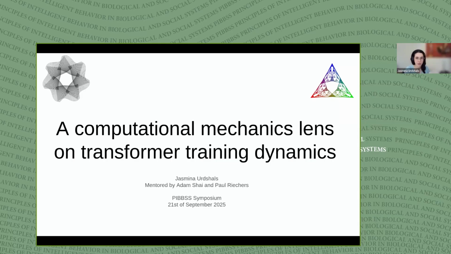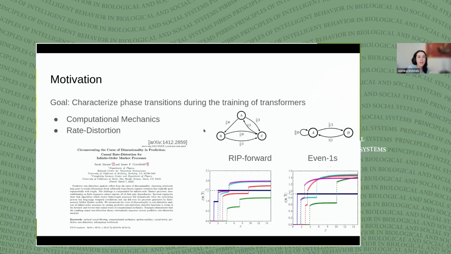I'd like to start with a brief motivation on what inspired the project and what the main goal was. That was to characterize phase transitions during the training process for transformer models. We want to do this by using two frameworks. The first one was, of course, computational mechanics and using tools and methods from that. And the second one is a framework that's very well known in information theory, rate distortion.